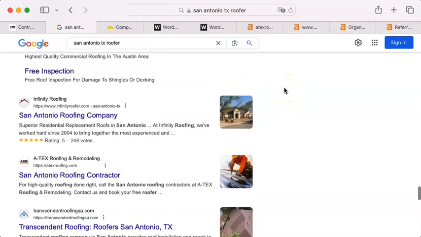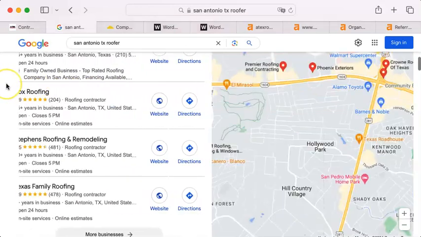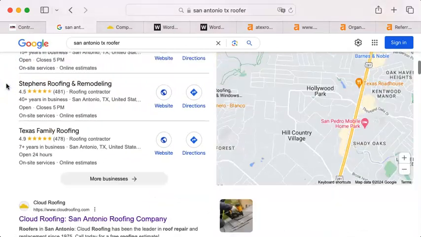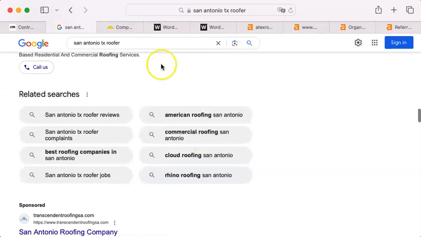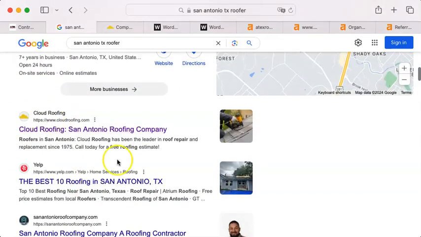Let me show you how far down you are. Would you have scrolled down that far to look for a roofer? Most people do not. Most people don't make it past this, related searches. So that's a really good reason. Being at the top of a Google search is money in the pocket.